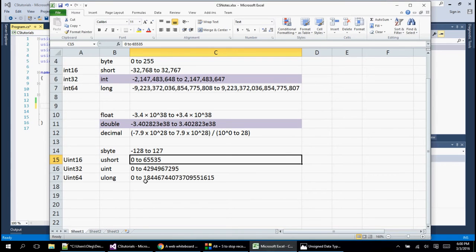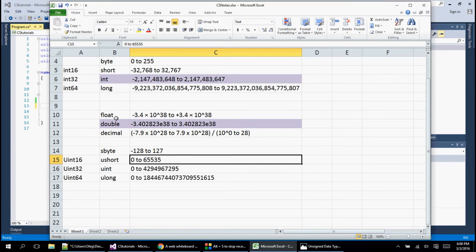And so you can use unsigned integer, and it applies only to integers right here. Remember, these are the integers as well: there's 16, 32, and 64 bits. You cannot do unsigned double or unsigned decimal or unsigned float. This only applies to the integers.